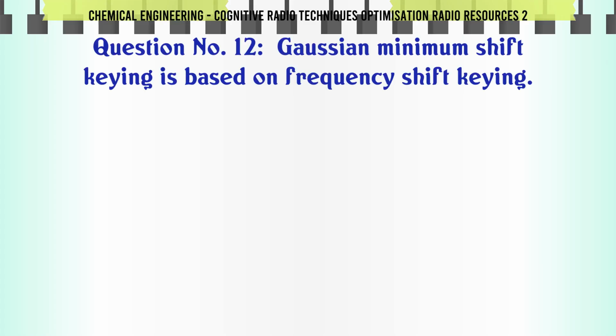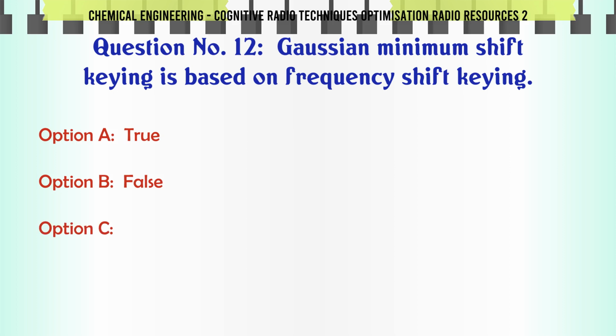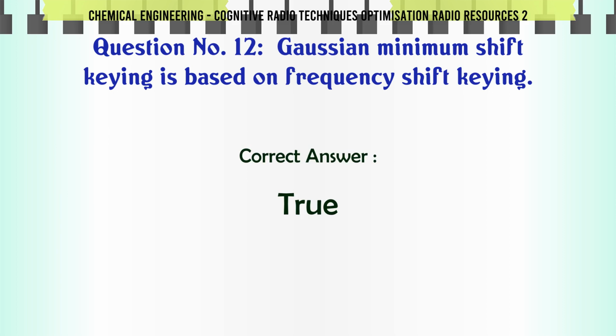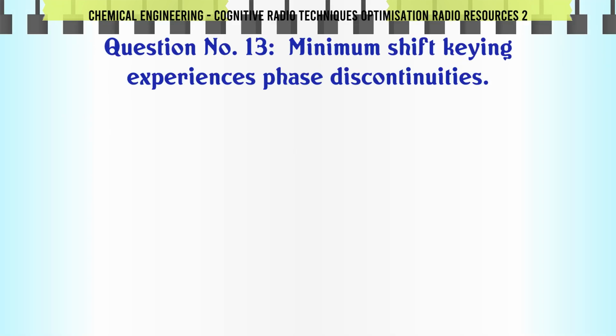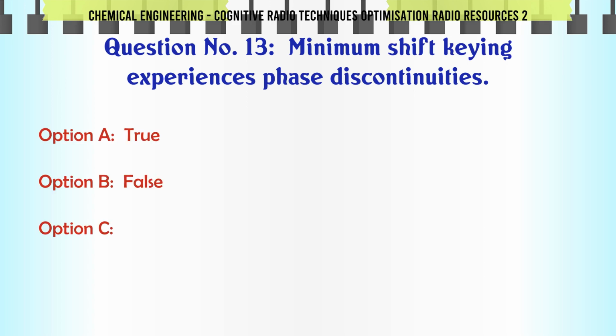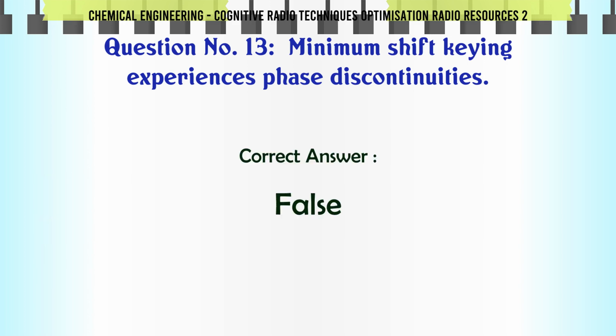Gaussian minimum shift keying is based on frequency shift keying. A. True. B. False. The correct answer is true. Minimum shift keying experiences phase discontinuities. A. True. B. False. The correct answer is false.